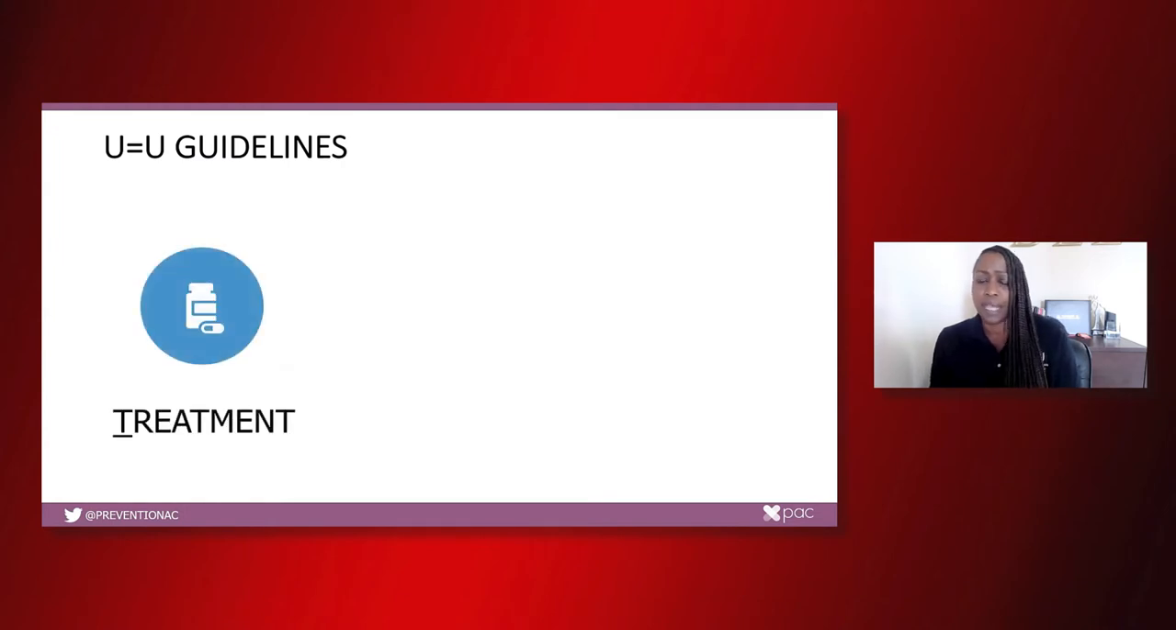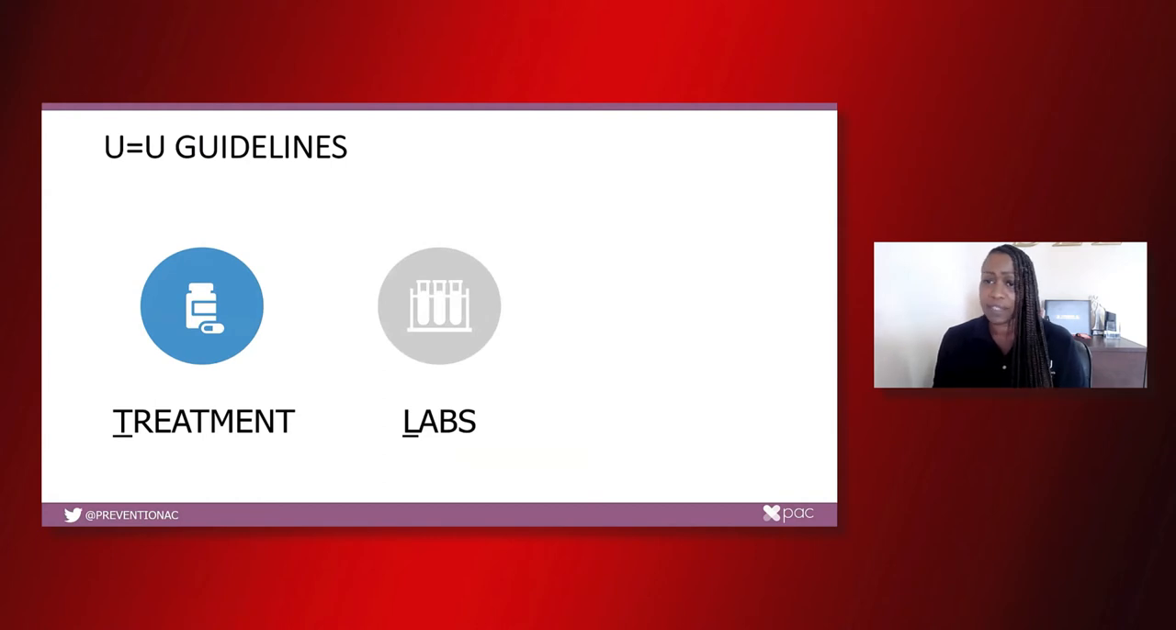Now the U equals U guidelines would be treatment. We all need treatment to save our lives. Labs, which we all know we have to get our labs done, which is every 3-6 months. And then we have care. So we need treatment, labs, and care to save our lives. Next slide, please.